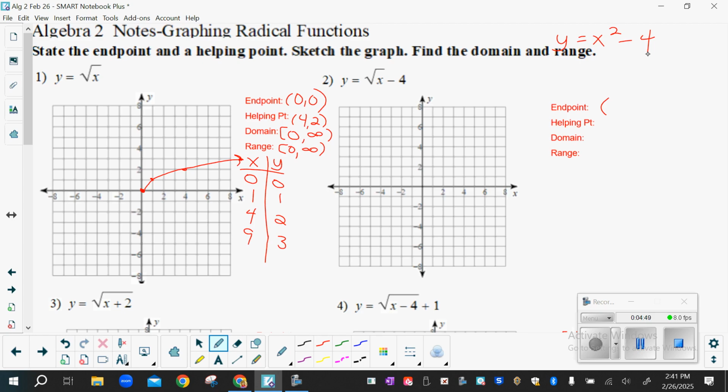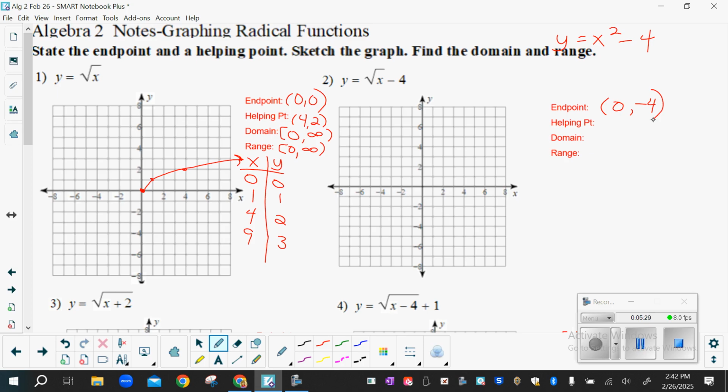For y equals the square root of x minus 4, what's my vertex? What's the x value of your vertex? Zero. Because I don't have anything inside that square root besides the x, it is 0. What is the y value? Negative 4. Whatever is outside there, that's your y value, just like when we were doing our vertex. Questions on that?